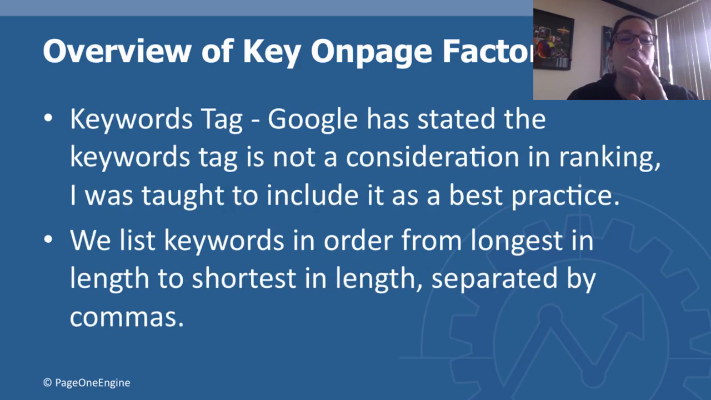Keywords tag. Google has stated for a long time that they don't even use the keywords tag. I was taught to include it as best practice. When we do this, we always put the longest keywords at the front and the shortest at the end. So if I wanted to optimize a page for search engine optimization, I would put search engine optimization before SEO, just as an example. I understand there's a million ways to skin a cat. I still use the tag when I can.